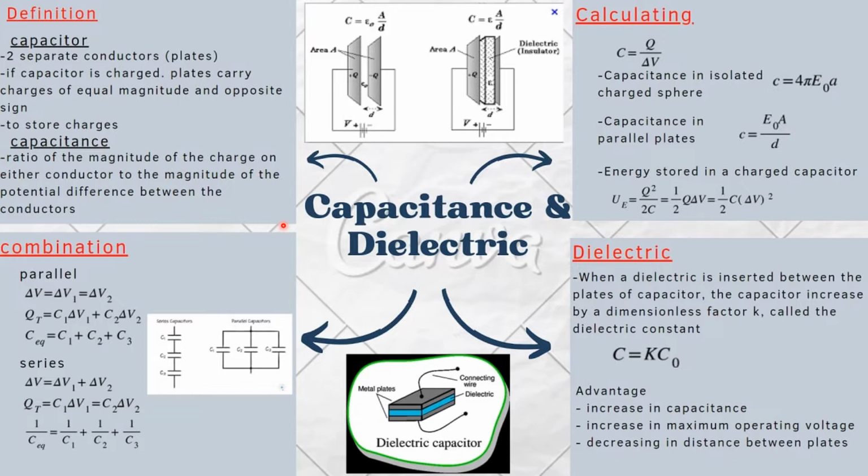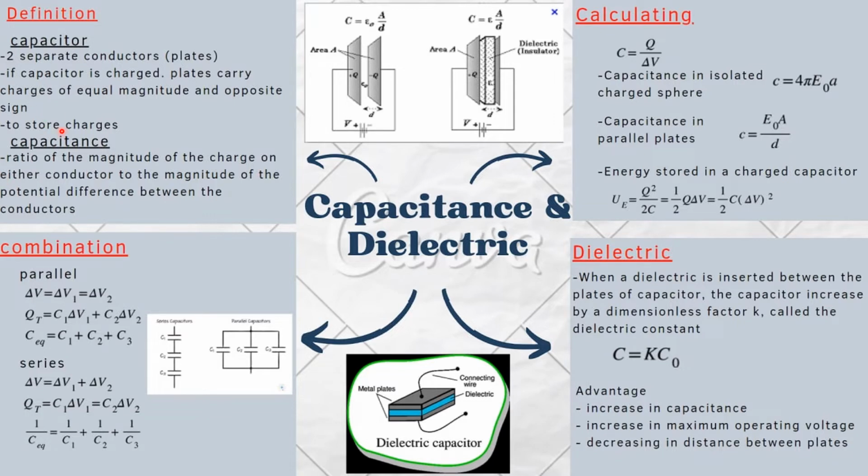And the total charge stored by the combination of two capacitors is the sum of the charges on the capacitors, which is Q total equal to Q1 plus Q2. From Q equal to C delta V, we get Q total equal to C1 delta V1 plus C2 delta V2. And for the equivalent capacitance, the equivalent capacitance across the combination is equal to C1 plus C2 plus C3.